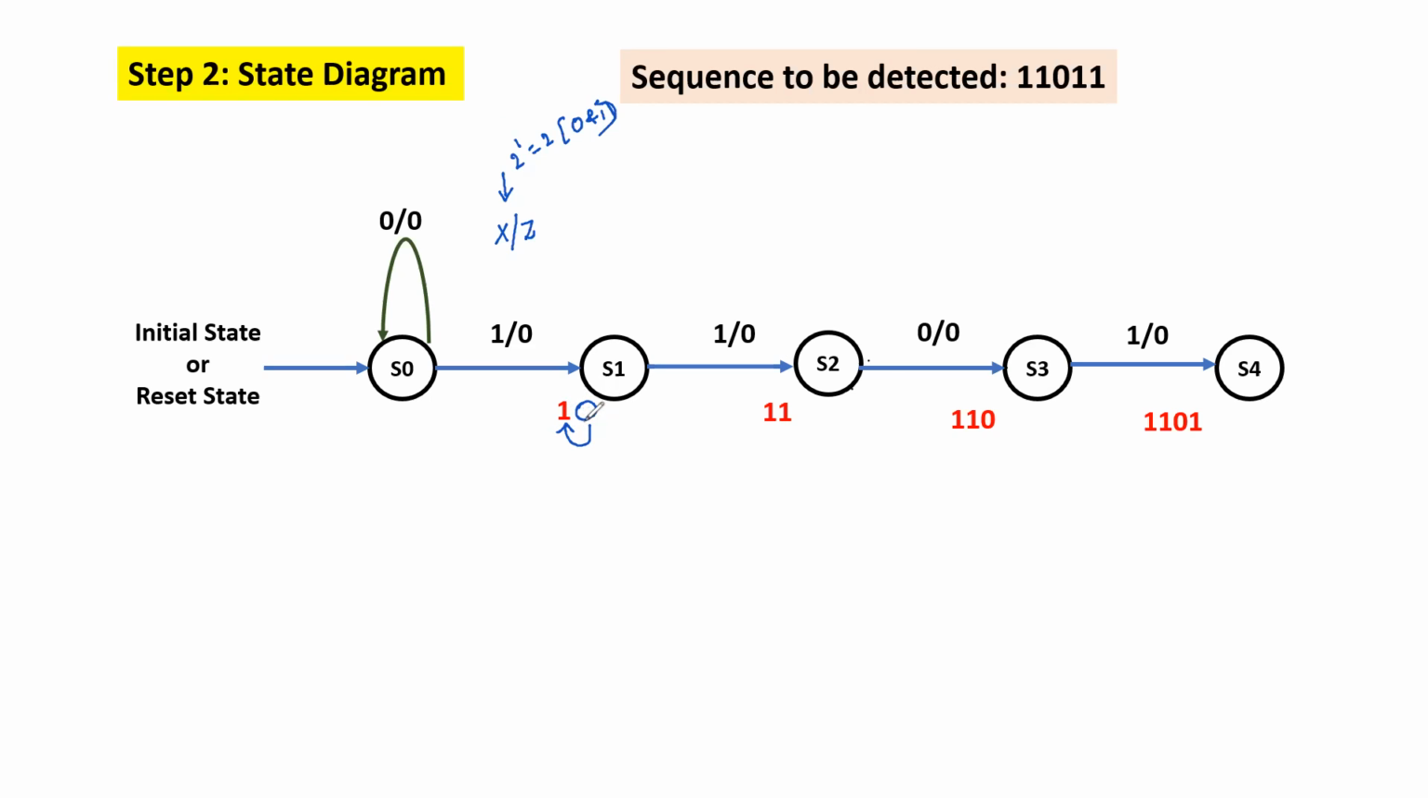If these two bits are matched, then it goes to self-state. Otherwise, it goes to reset state. Here, these two are not matching, so it goes to only reset state. When x equal to 0, then the output is 0.